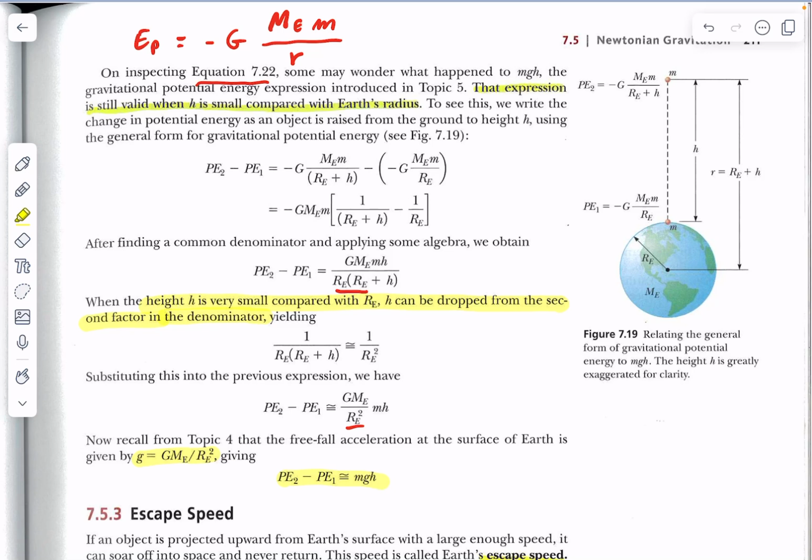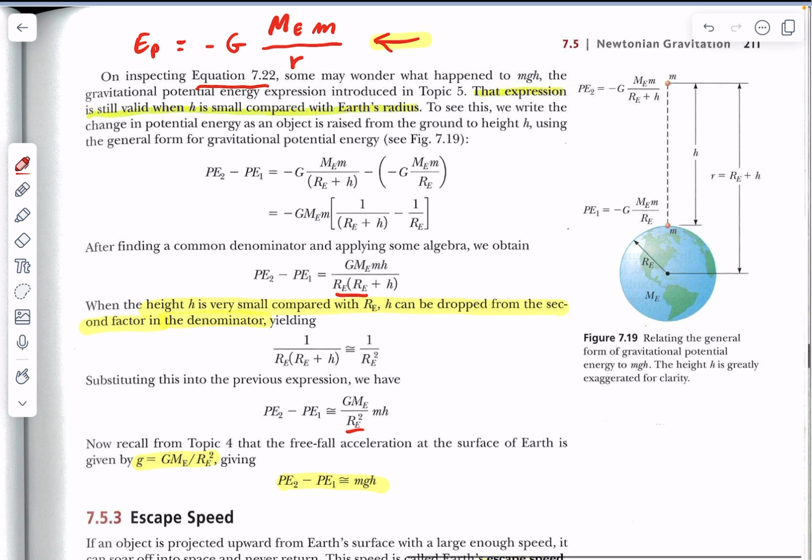In any case, you might recall equation 7.22, which is this one right here. And just a reminder about how we get variations of Newton's universal law of gravity. The universal law of gravity began looking like this: m1, m2, over the distance between them squared. If we multiply both sides by r, we get force times r equals G m1, m2 divided by r.